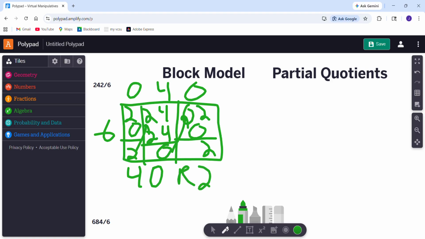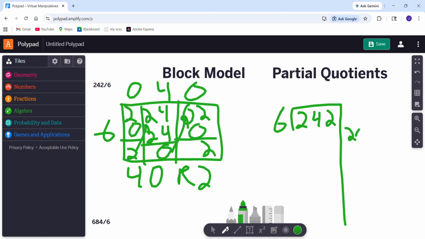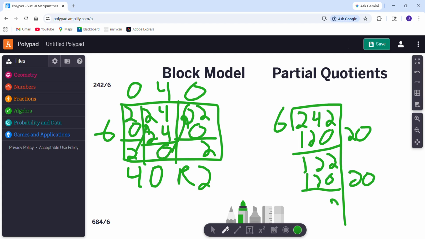Now for the partial quotients method, you're going to put the 242 under that. Make a big long list, and then you have a 6 here. Now you just think of a number, like 6 times 20. What's 6 times 20? It's going to be 120. Then you take 120 from the 242, and you get 122. We're just going to do 20 again because that makes the most sense. 6 times 20 is 120. That gives us 2 left. So your answer is 20 plus 20, which equals 40, remainder 2.